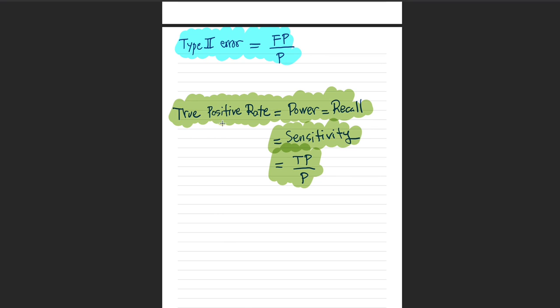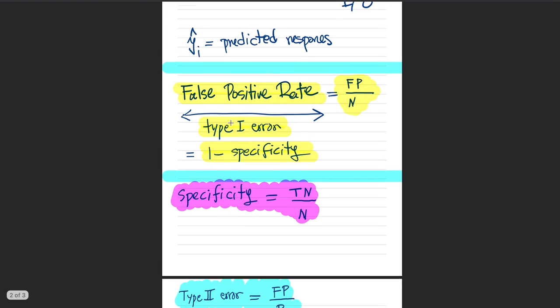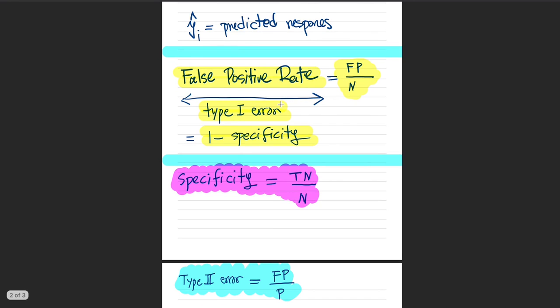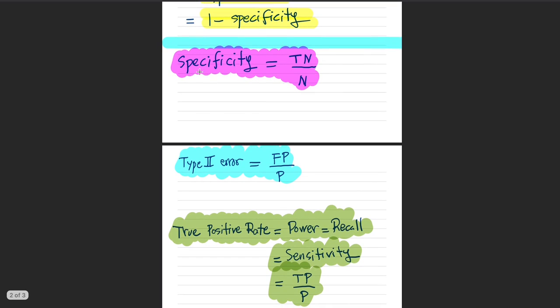So we want the true positive rate to be as big as possible, and we want the false positive rate to be as small as possible. Or you can also say you like to have the specificity and the sensitivity to be as close as possible to 1.